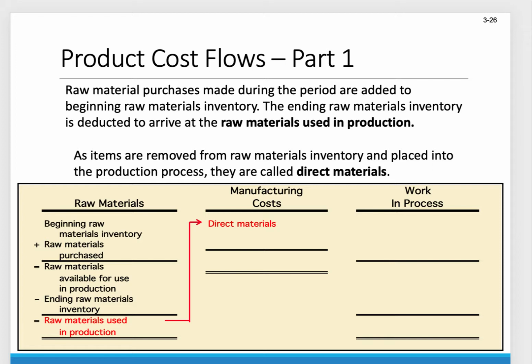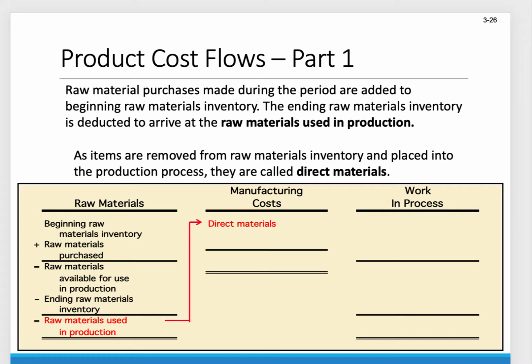What did we start with? What did we add? What do we have left? If we take our beginning plus what we added, that gives us what we have to use for the entire month. If we subtract out that ending number, that tells us what we used. So if you think about it that way, that's how we calculate a lot of these accounts: the direct materials or raw materials account, the WIP account, and the finished goods account.